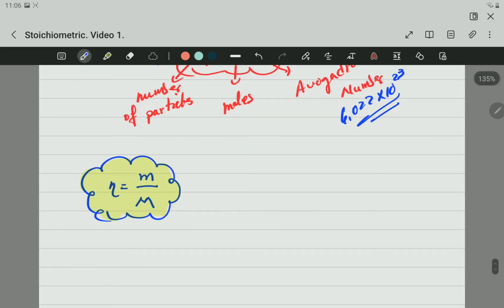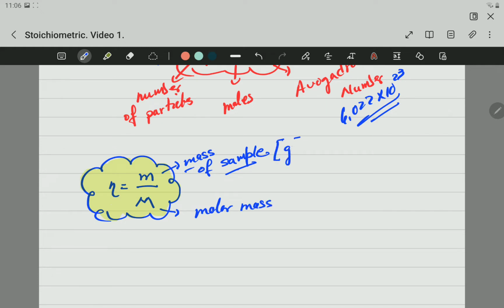Okay, number of mole is equal to mass. This is mass of sample. This M is molar mass. Note this one is given in grams, and the molar mass is given in grams per mole. Alright, and obviously the N is the number of mole and the unit is mole. I'm just going to write mole.